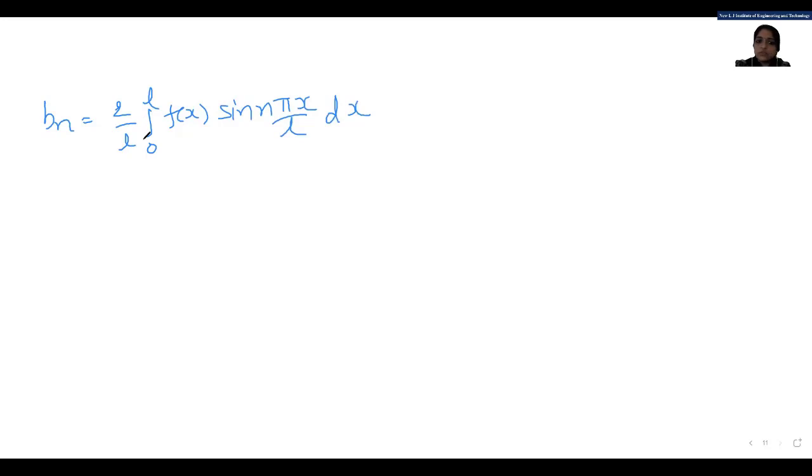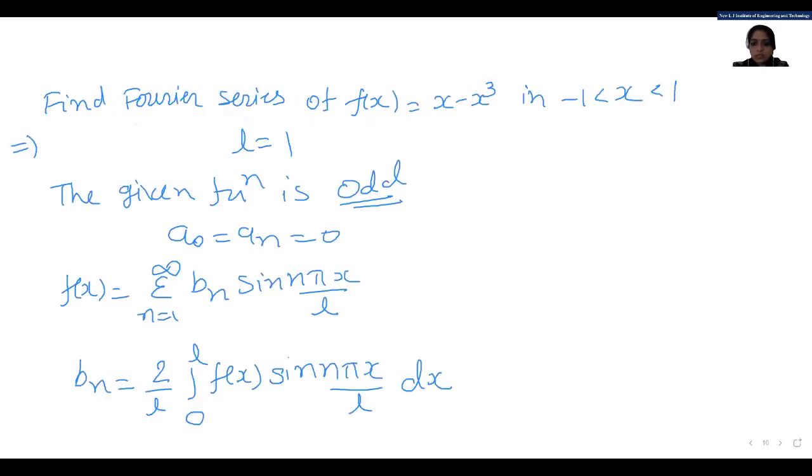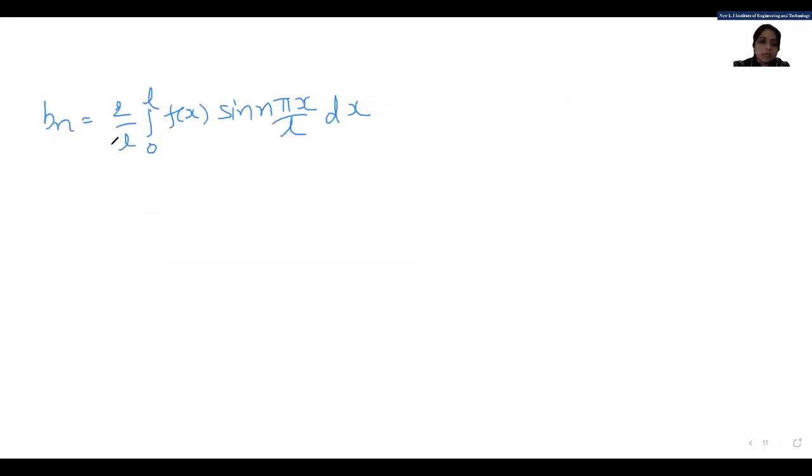As you know, the value of L is 1, as the interval is minus 1 to 1. So we have to replace L by 1. So 2, 0 to 1, f of x is x minus x cube, right? Here sine n pi x upon L. L is 1, so no need to write here 1 into dx.